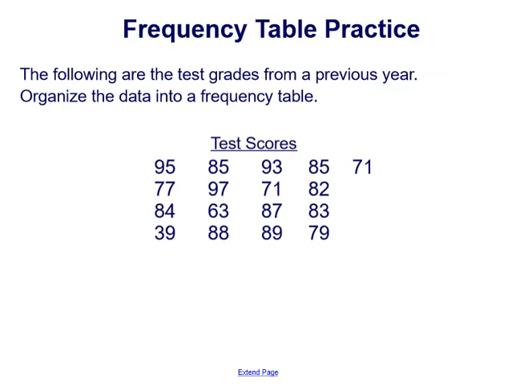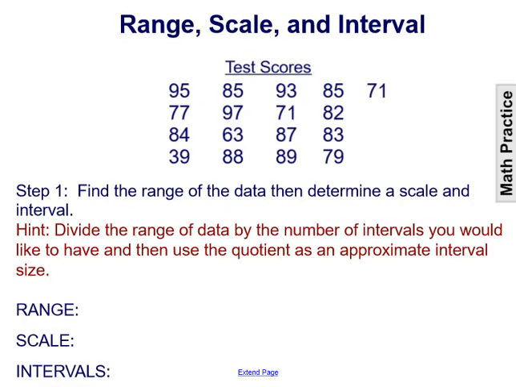So here we have our example, where we're going to look at the test grades from a previous year. We want to organize this data into a frequency table. So we're not just looking at the numbers, we have it organized in a data display. The first step would be to find the range of the data and then determine a scale and interval. A big hint for doing that is to divide the range of the data by the number of intervals you would like to have, and then use the quotient as an approximate interval size, depending on if it's a decimal or an integer.